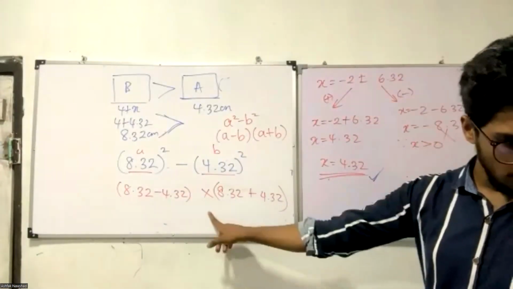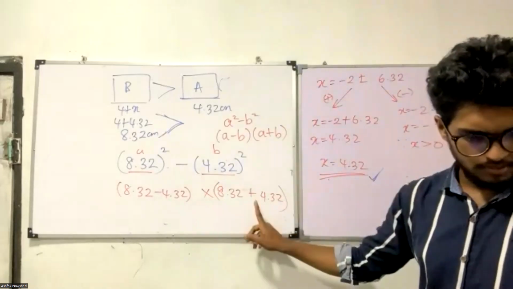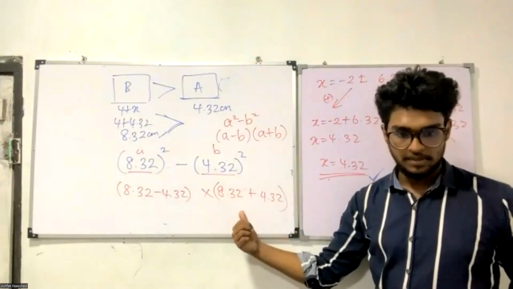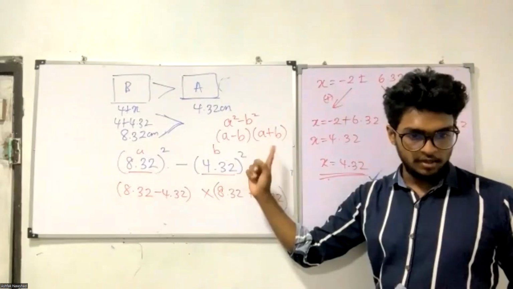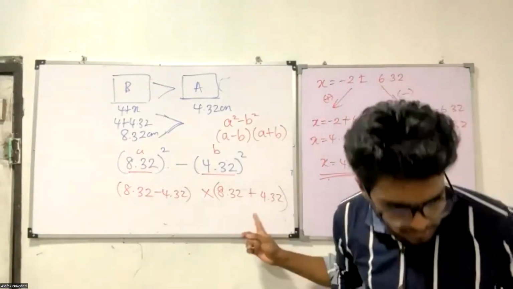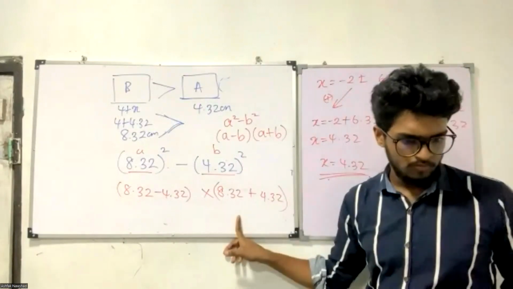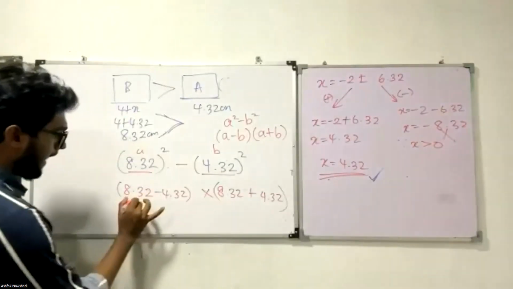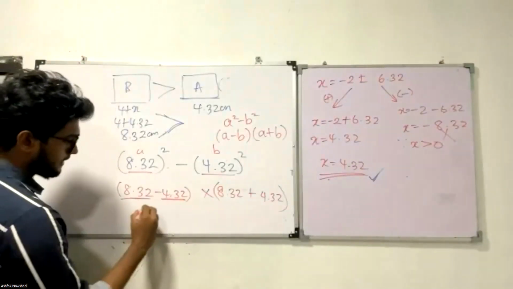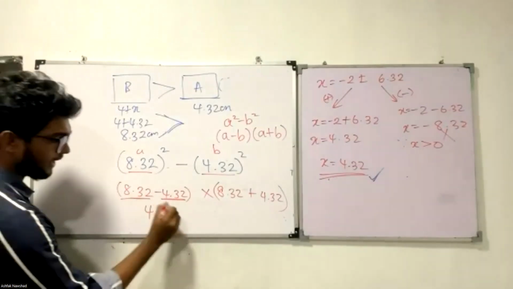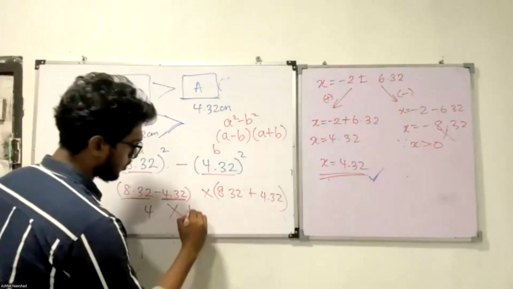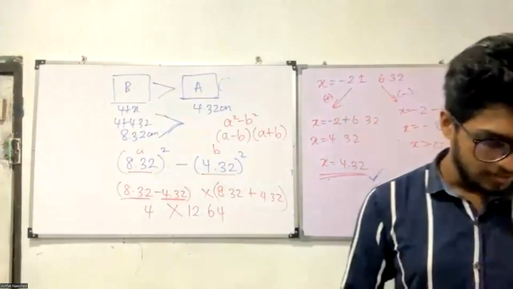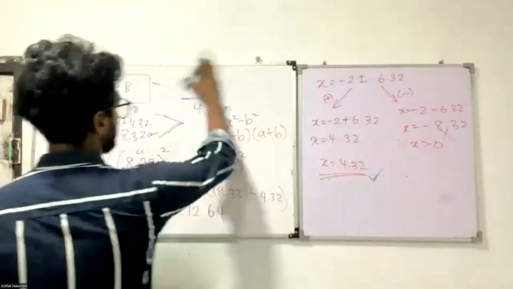This part is okay. This is not quadratic equations. This is grade 10, like binomial expressions. Is this part clear? Clear. Right. Let's simplify. 8.32 minus 4.32 is clearly 4. And here it's 12.64. But in the answer, they have given something like this.